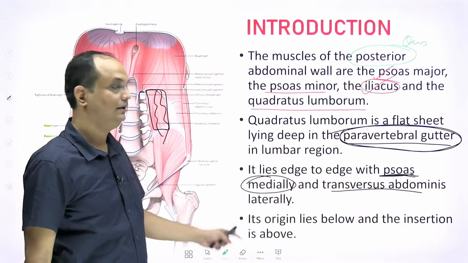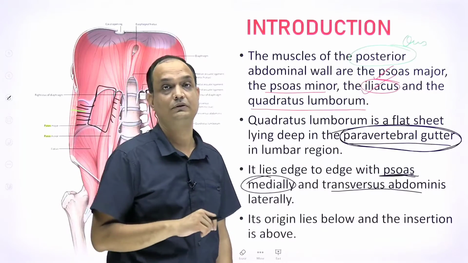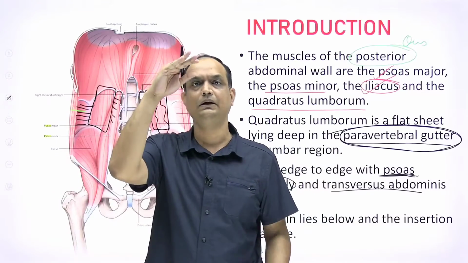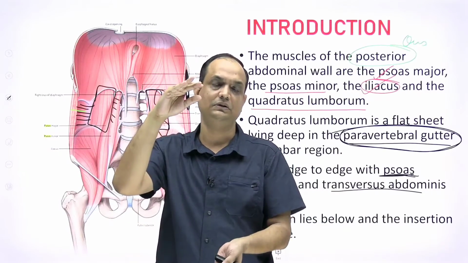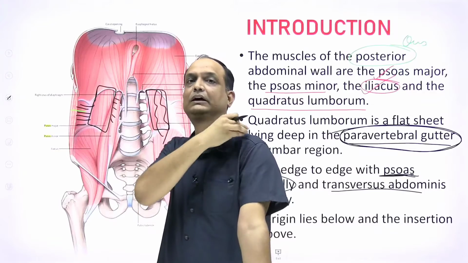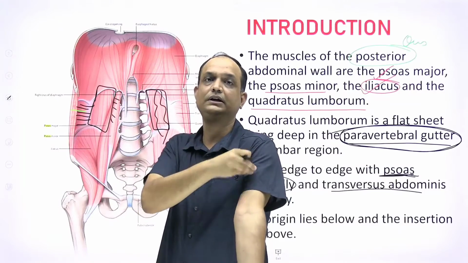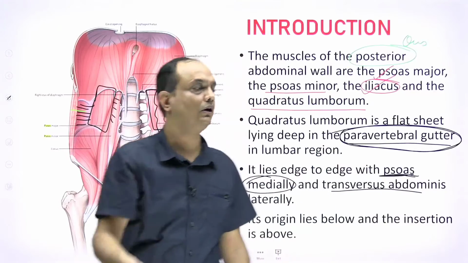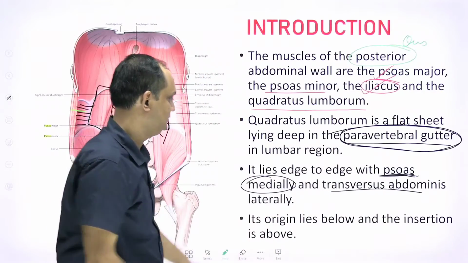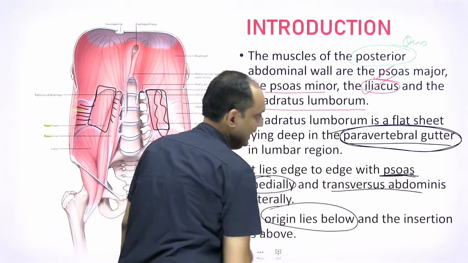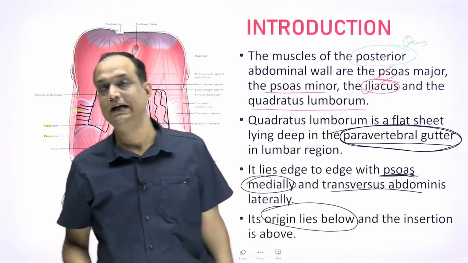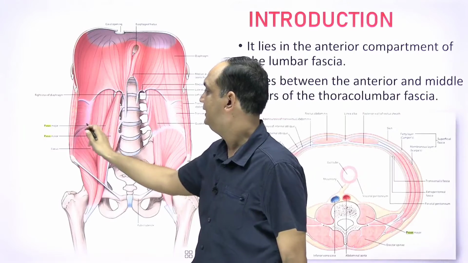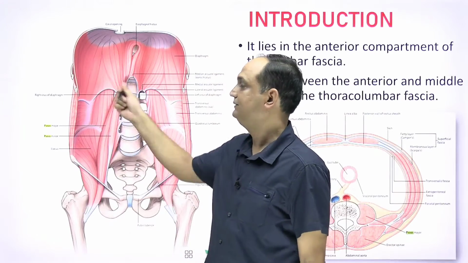The next point is that when you see the origin and insertion of a muscle, most of the time the origin is in the cranial part and the lower part is the insertion. For example, if you see the upper limb, you will have origin here, insertion here, origin here, insertion here. But this is the muscle which we are talking about, whose origin is below and insertion is above. That means if you look at this muscle, this is the lower part and this area is the origin and this area is the insertion.